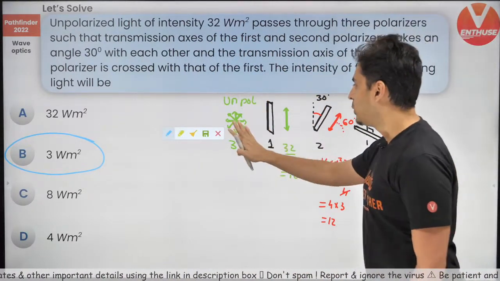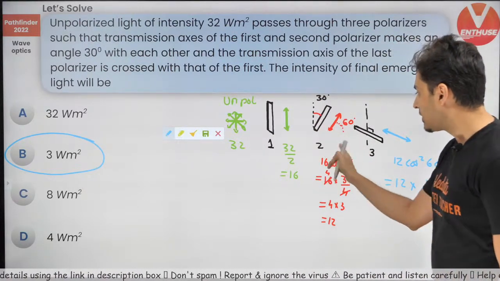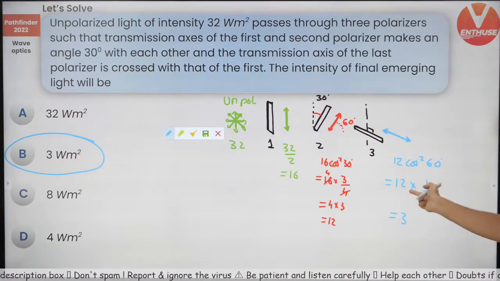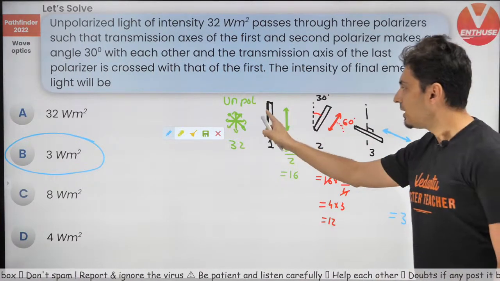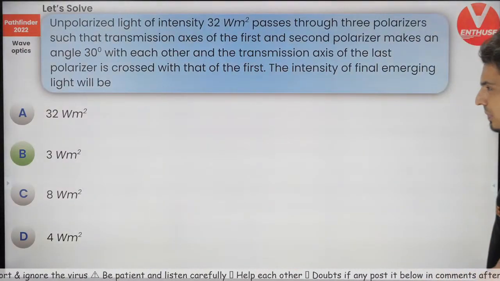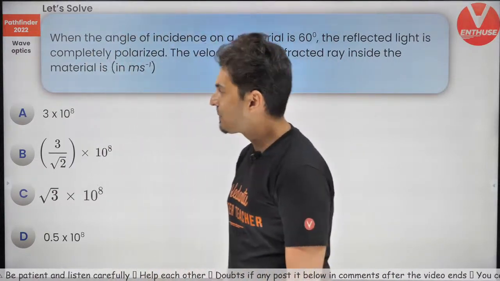So the answer is 3. Beautiful question. Unpolarized to polarized, light intensity becomes half. The first time it is turned by 30, the cos square 30 component of 16 will go. Next time it is turned by 60, the cos square 60 component will go. So the idea was to draw the diagrams and then proceed ahead with caution. So beautiful. Option B is correct. Moving on to the next one coming up on your screen.